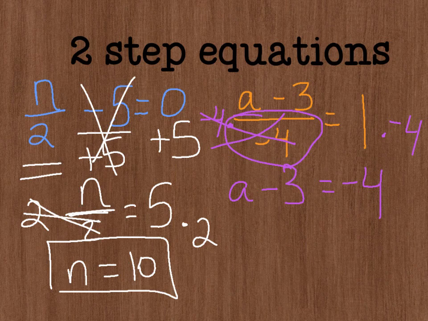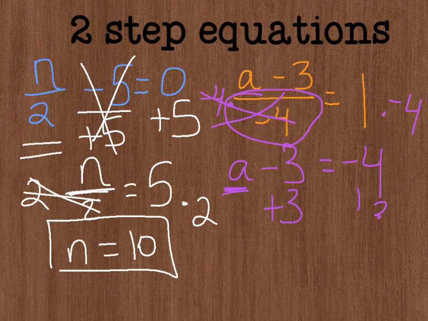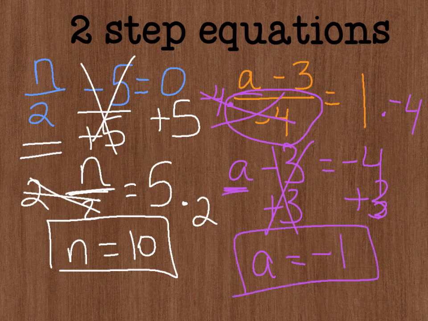Now, again, I'm not quite done because a is not by itself. So now I have to get rid of the minus 3. Inverse of minus 3 is plus 3. Plus 3 on both sides. Those inverses cancel out. Now I'm left with a all by itself. Negative 4 plus 3, if you go to your calculator, you get negative 1. That's all we got. Have fun practicing.